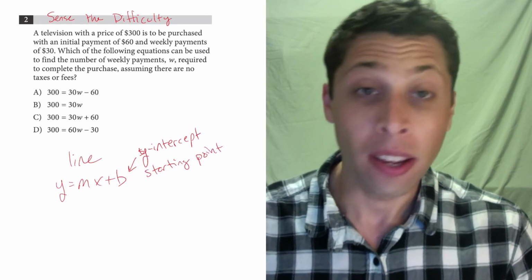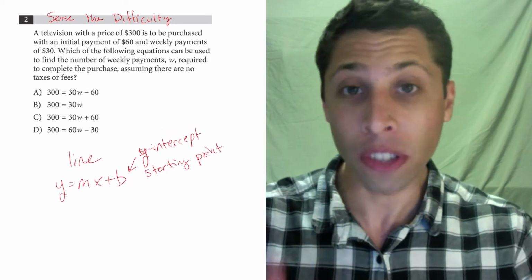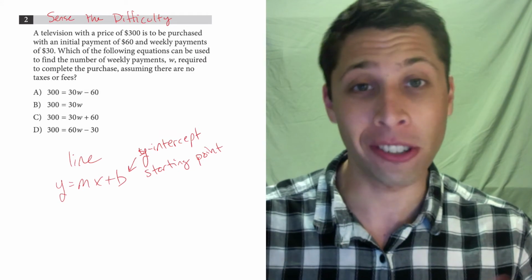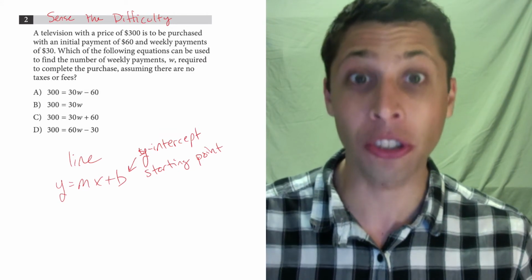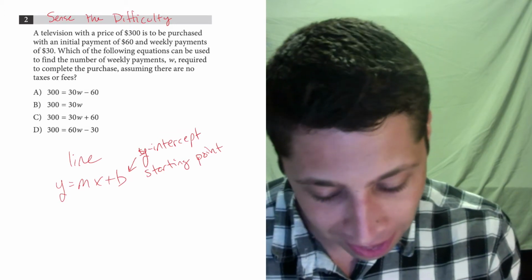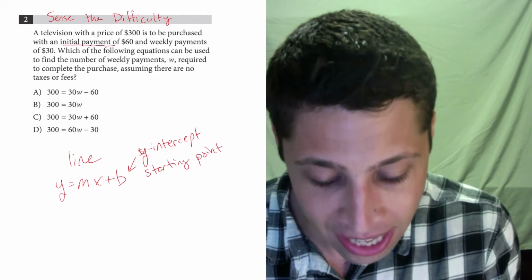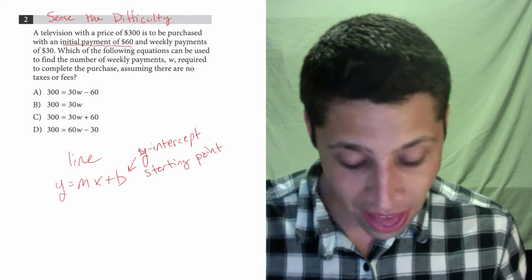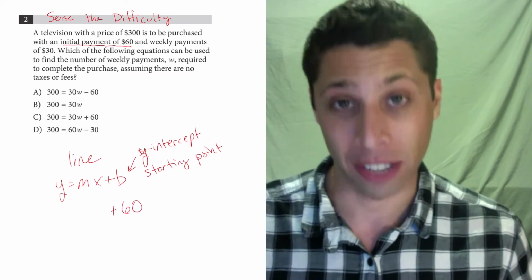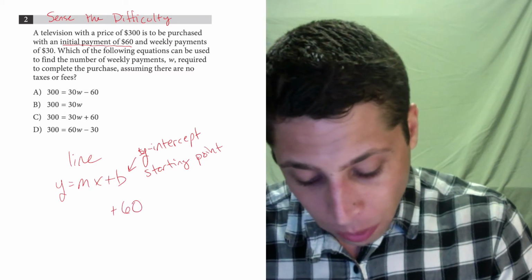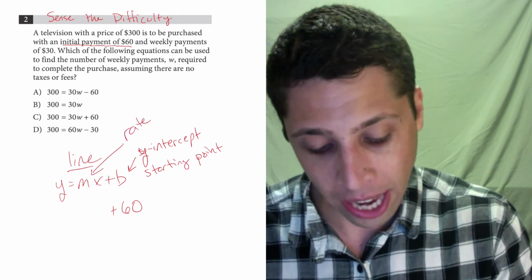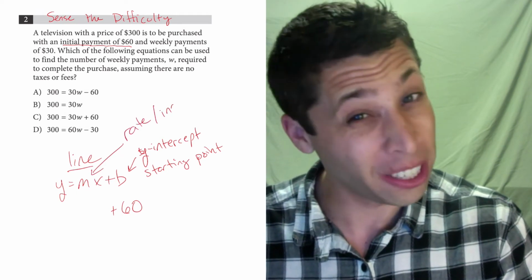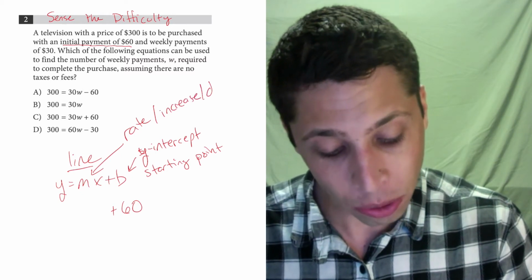It's where the x term is equal to 0, where the graph starts, because it's a story, it doesn't really have negatives, so it starts on the y-axis most of the time. So a starting point is our y-intercept, and they're pretty clear that when they say initial payment of $60, that's going to be a y-intercept. Also, when we have a slope, which is the m part, that's going to be something like a rate or some sort of increase or decrease.